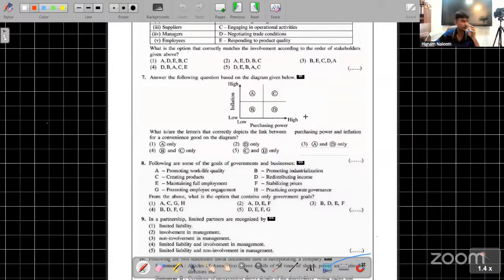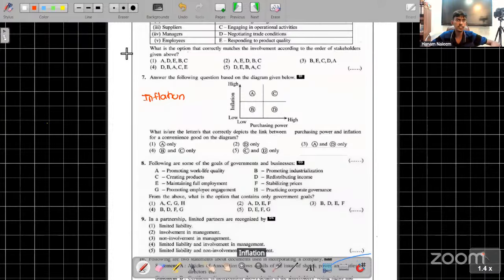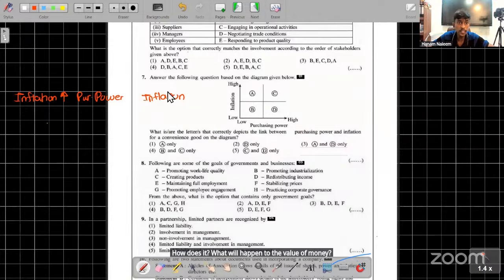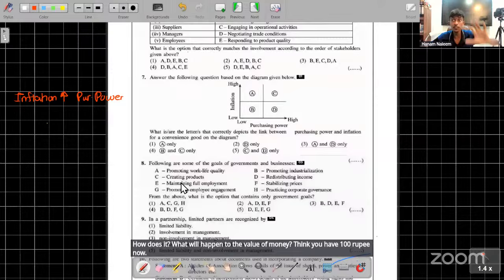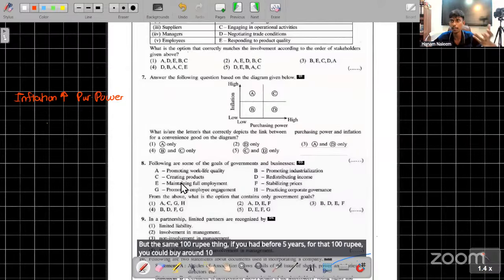Three, five, three, five. Okay, simple mantra is there. Inflation is the rise in the price of goods and services. So, smart fellows, tell me, usually when inflation increases, when the price of goods and services increases, what will happen to the purchasing power? Purchasing power is the value of money. What will happen to the value of money? Think you have 100 rupees now. But if you had the same 100 rupees five years ago, you could buy around 10 paratas because one parata was 10 rupees. Now with the same 100, you can buy only 3 paratas. Why? Price of goods and services increased.